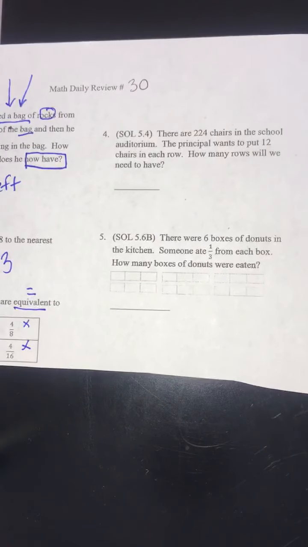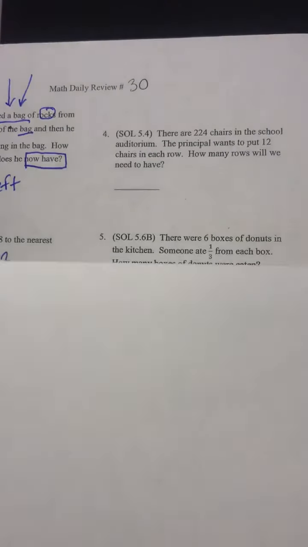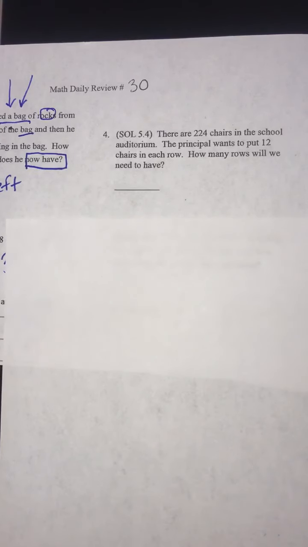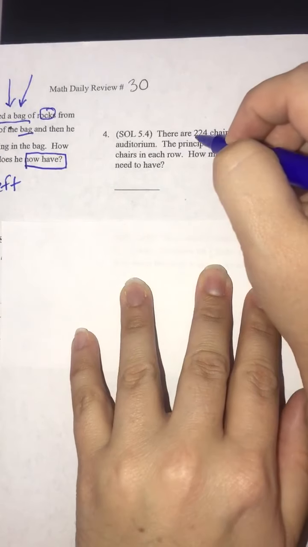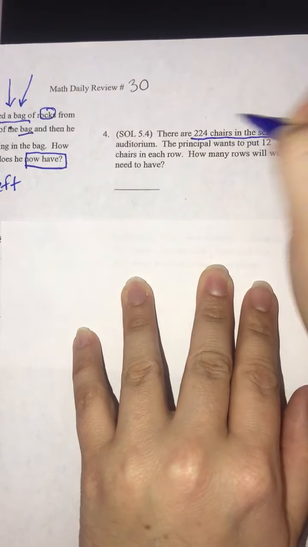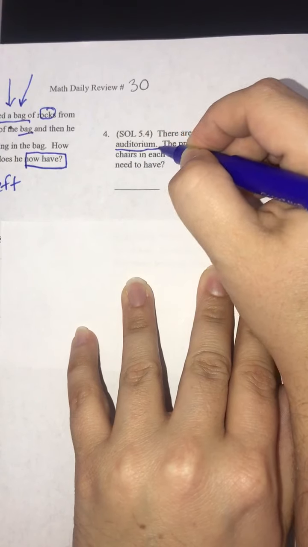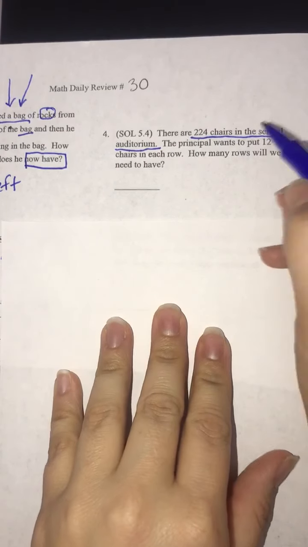Okay, let's move on to number 4. Number 4 is a word problem. There are 224 chairs in the school auditorium. An auditorium is like a theater almost, with a stage and chairs. They have one at the middle school when you go next year. The principal wants to put 12 chairs in each row. How many rows will we need to have?